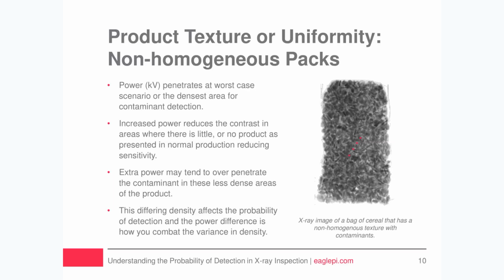This reduction is because the extra power needed to penetrate the worst case scenario may tend to overpenetrate the contaminant in these less dense areas of the product. This differing density is what affects the probability of detection, and the power difference is how you combat the variance in density. Advanced X-ray technologies allow for programmable power settings for variable product mixes and are capable of adjusting the X-ray power to maintain the same POD for different density products on the same production line.